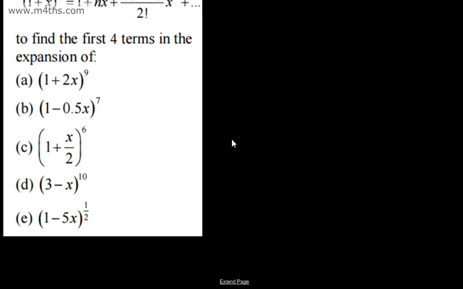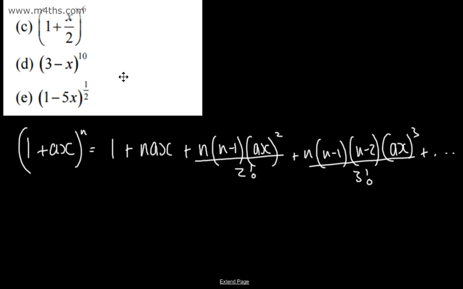Okay, let's do the next one. So let's just put my expansion back. Again, this will be to hand if you want to use it. So we've got 1+x/2. So in this particular case, a is a half and n is going to be 6. So a is equal to 1/2, and then n is equal to 6. So what we've got then is 1 plus 1/2x, or x/2, exactly the same thing.